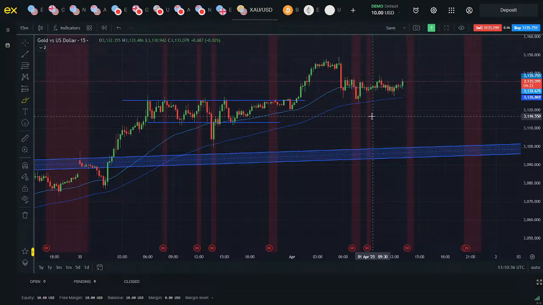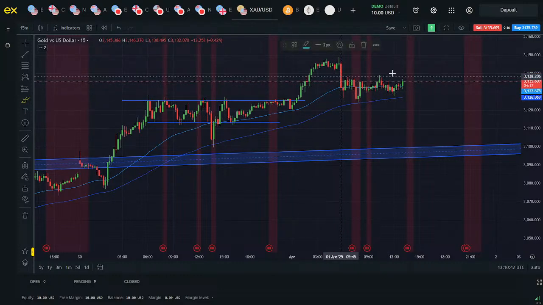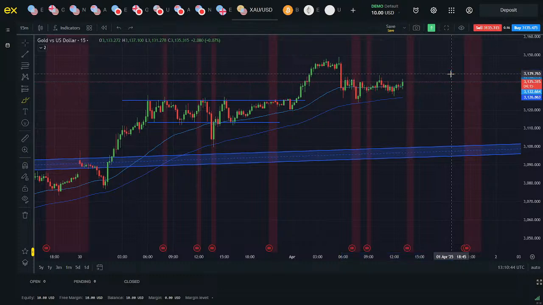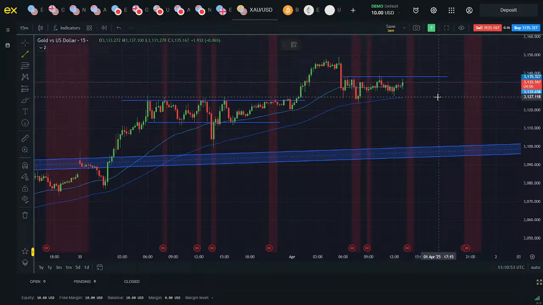If you guys want to see what is actually happening in gold at this very moment, gold is actually sideways. Okay, so gold is actually sideways at this very moment.